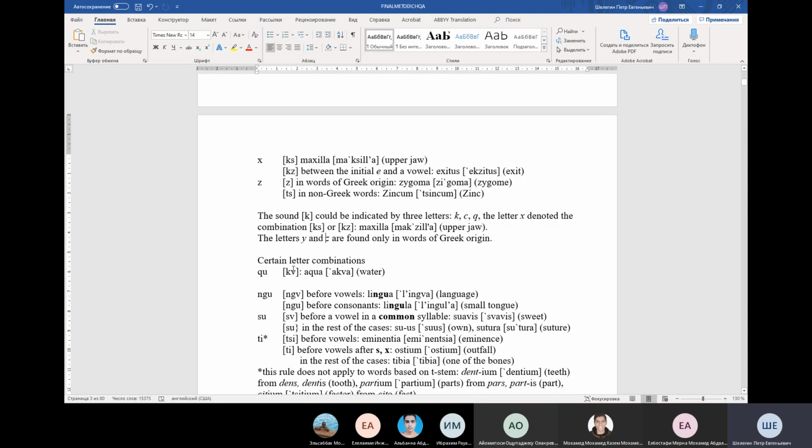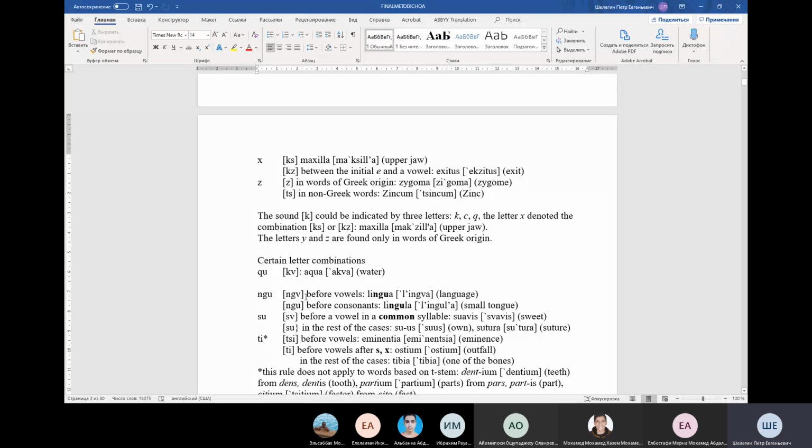Third, letter combinations. For qu, we know that one, the water, it's aqua. Don't do the kv, it's qu, aqua. Akva. Nice.